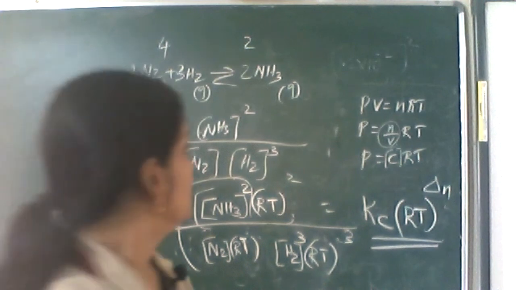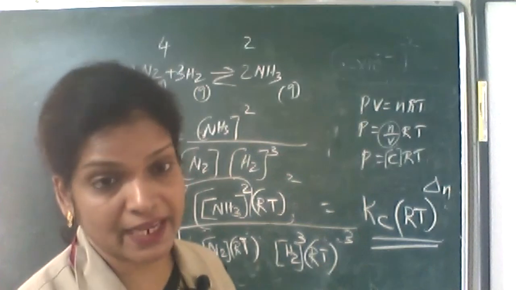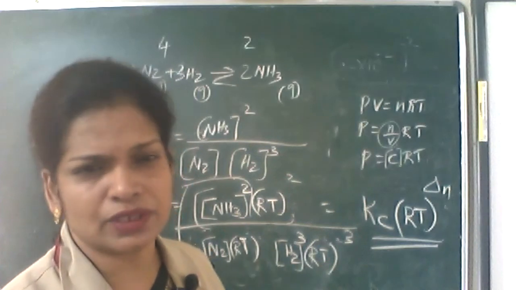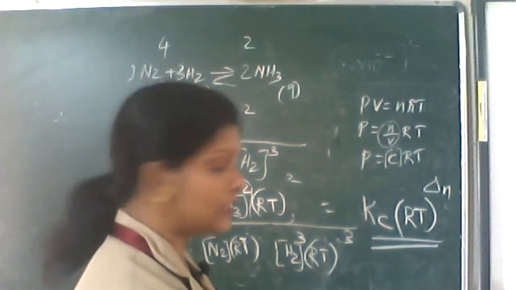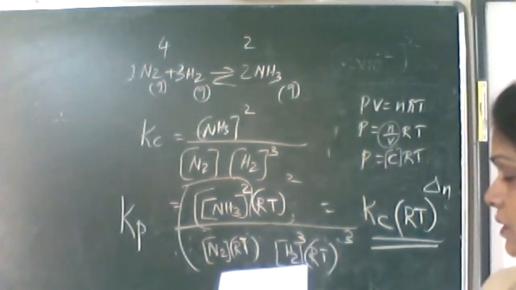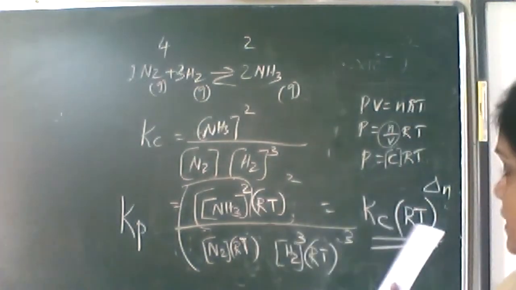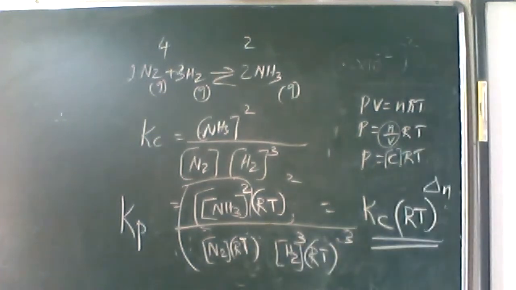Delta n is the number of moles of gaseous products minus number of moles of gaseous reactants. For solids and liquids, there is no change, so only the gaseous state counts. So that's the relation between Kp and Kc. Don't get confused. Kp is equal to Kc into RT raised to delta n. It is not that Kc is equal to Kp into RT raised to delta n. Kp is equal to Kc into RT raised to delta n.